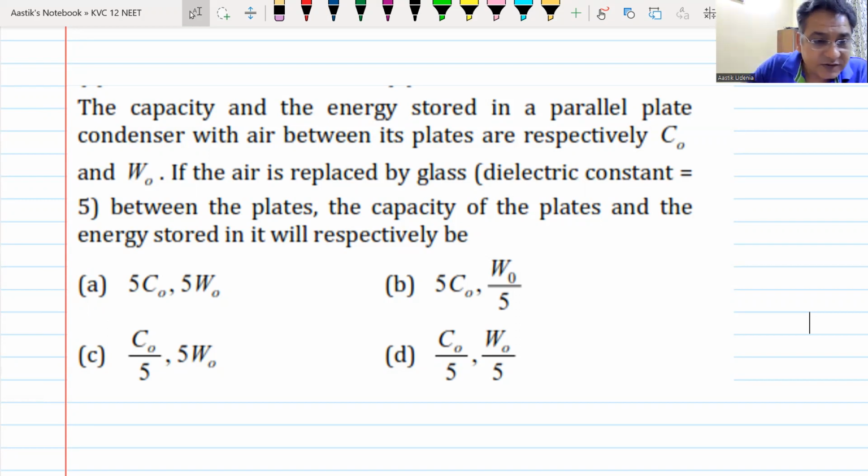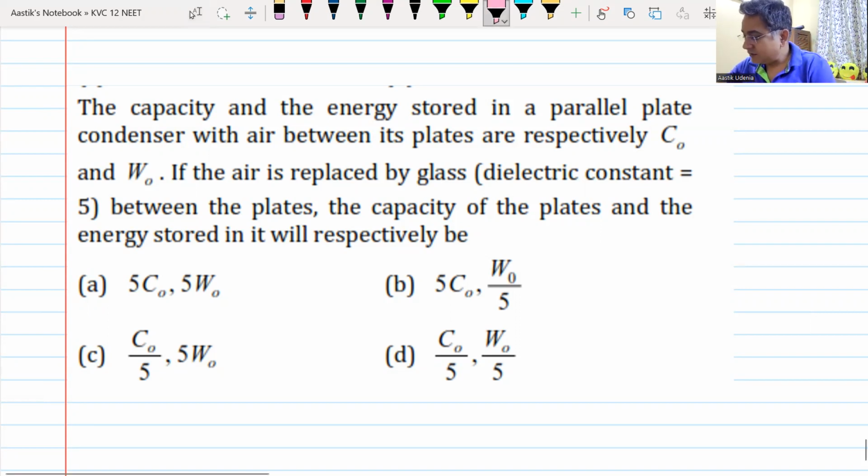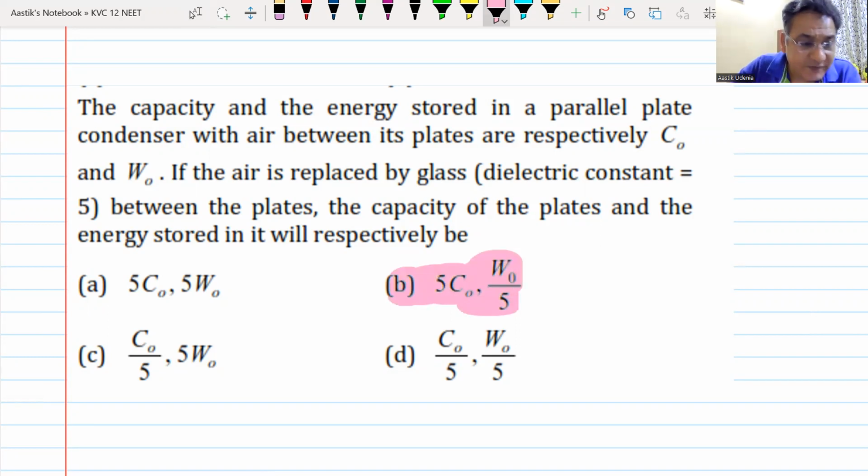Which is the correct option, my dear friends? Yes, bacha. Sir, option B. Option B is the correct answer, my dear friends. Capacitance becomes K times, whereas the energy becomes 1 by K times. Do we understand this? Yes or no?